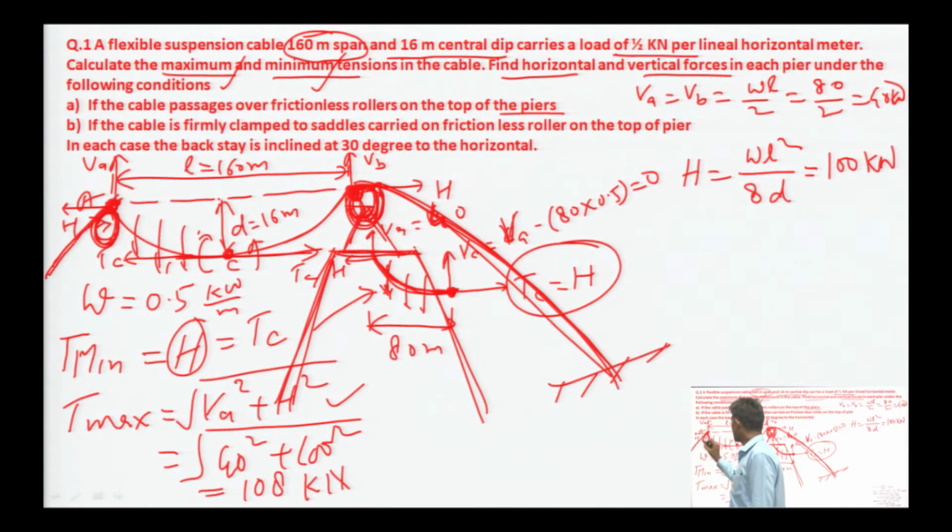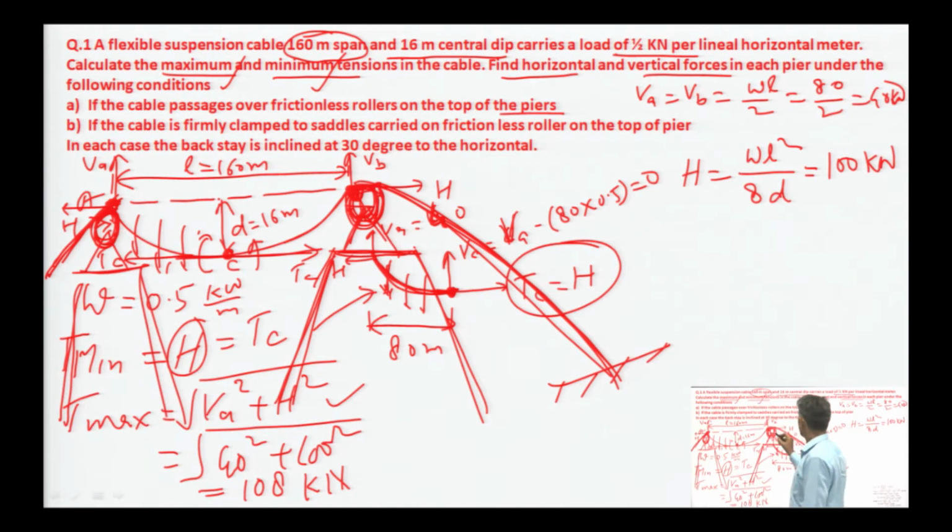The cable passes through this point. So, in this case we need to find the horizontal and vertical forces in this pier, or you can say tower.